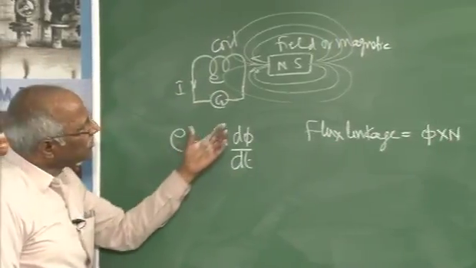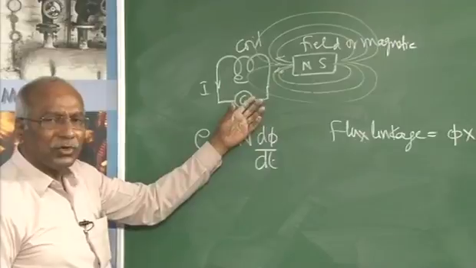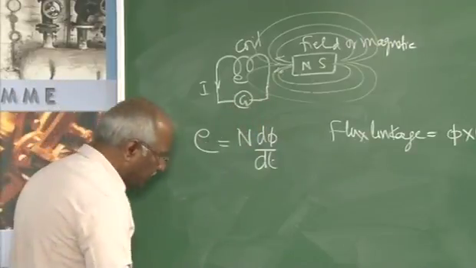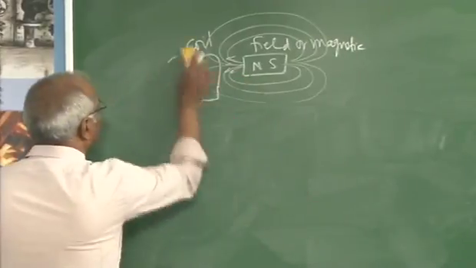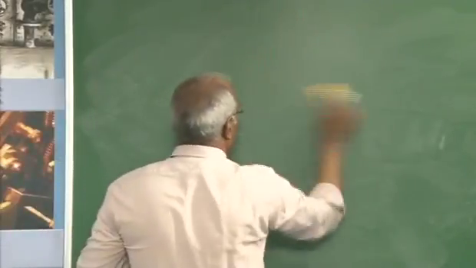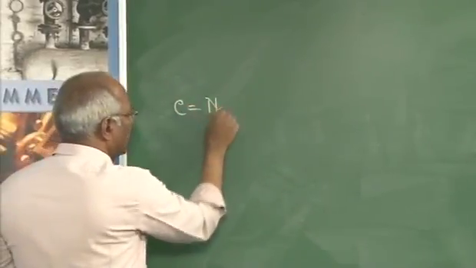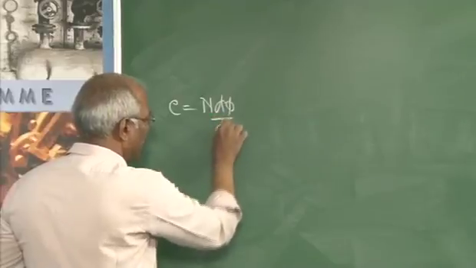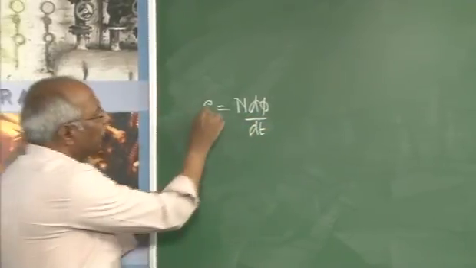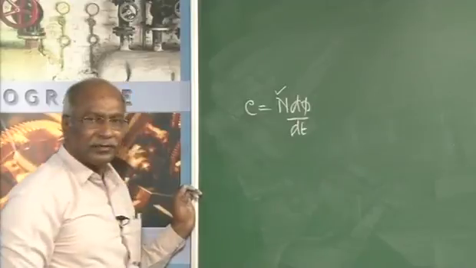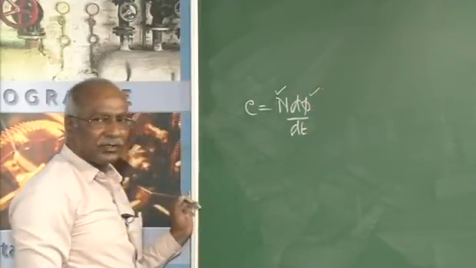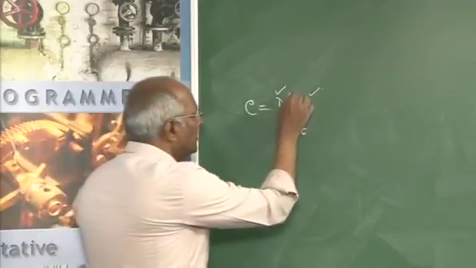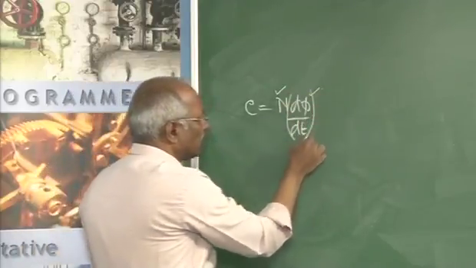So the induced EMF can happen because of so many reasons. E is equal to N d phi by dt. The induced EMF depends upon N. It depends upon the magnitude of the flux also. It depends upon the rate of change of the flux also.